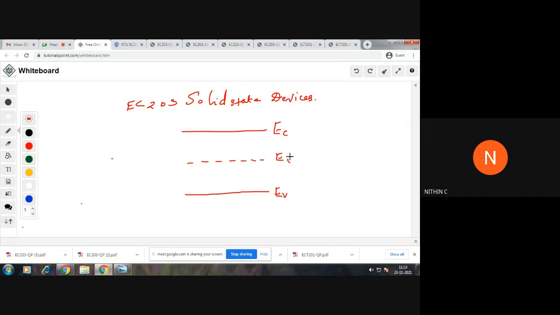It will be closer to which value? Yes, EF will be close to EV since it is a p-type material. We already said this sample is going to be a p-type material. If it is p-type, then the position of EF will be closer to EV. If it is an n-type material, then its position will be near EC.